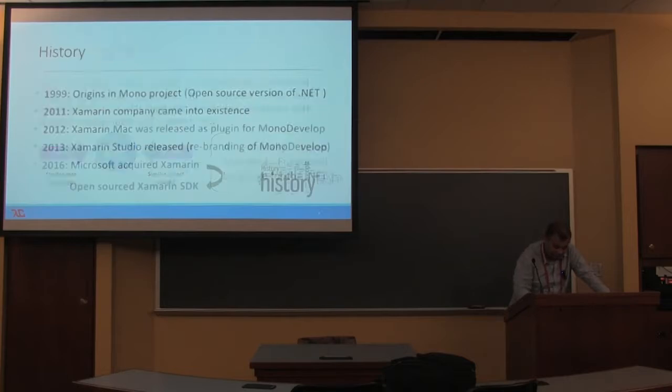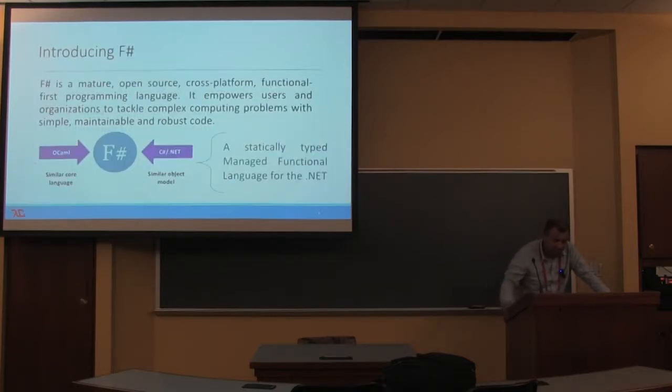So yeah, okay. Let's get back to F#. Because there are some people in the audience who don't know F#, I'll cover a little more. This is the textbook definition of F#, right? F# is a mature, open source, cross-platform, functional-first language. It's basically a statically typed, managed functional language, and it takes the core of OCaml, then puts on the object-oriented layer of C#, and calls it F#.